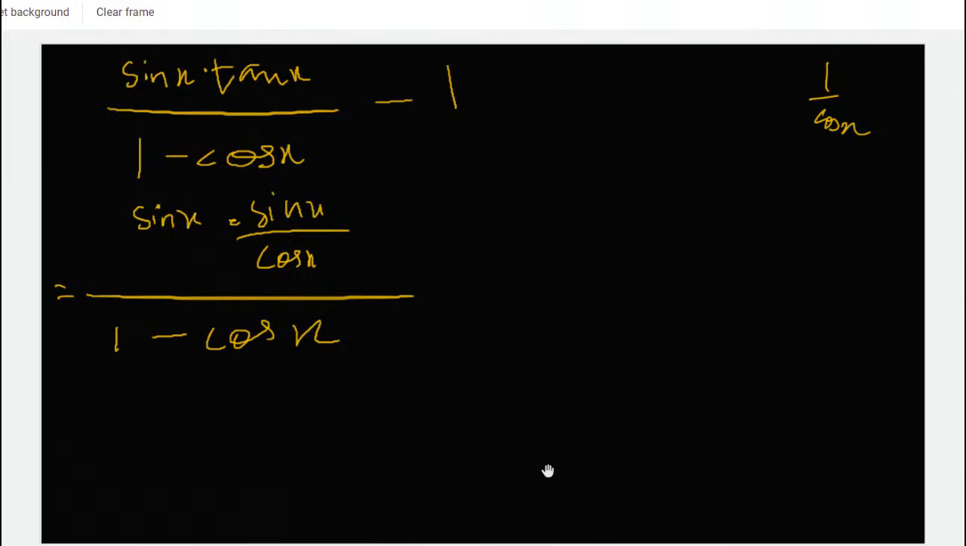Okay, what about minus 1? Which minus 1? Is there a minus 1 as well? Oh yes, there is a minus 1 as well.